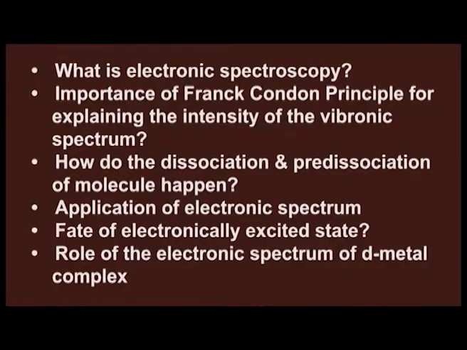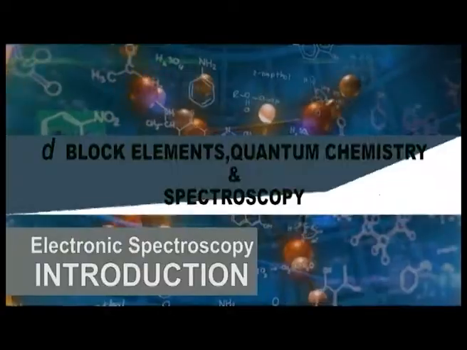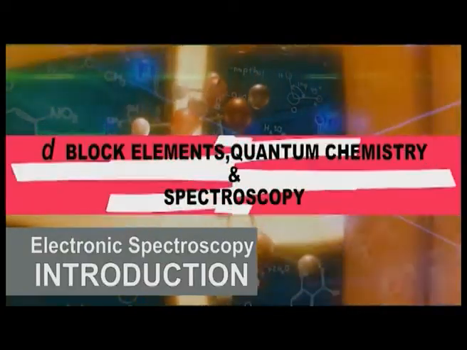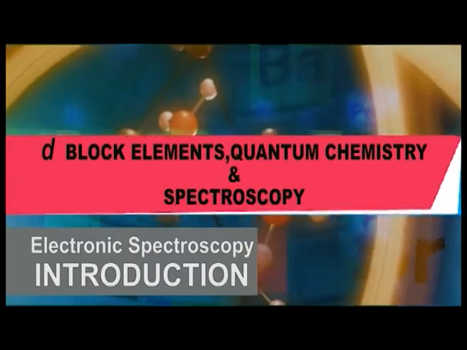On studying this module, you will be able to understand what electronic spectroscopy is, the importance of the Franck-Condon principle for explaining the intensity of vibronic spectrum, how dissociation and pre-dissociation of a molecule happen, applications of electronic spectrum, the fate of the electronically excited state, and the role of electronic transition in d metal complexes. So let us begin the lecture.